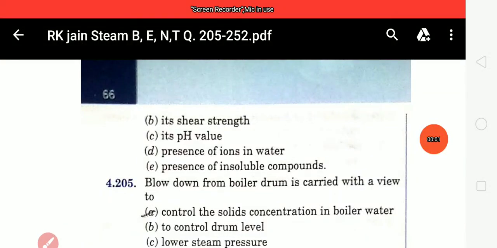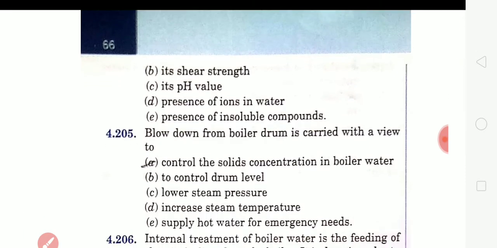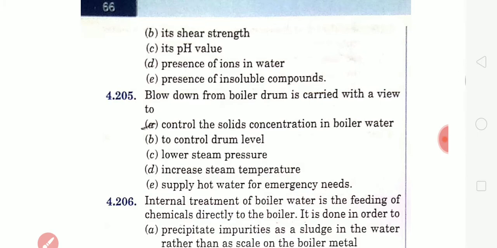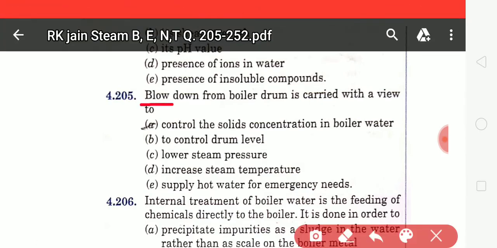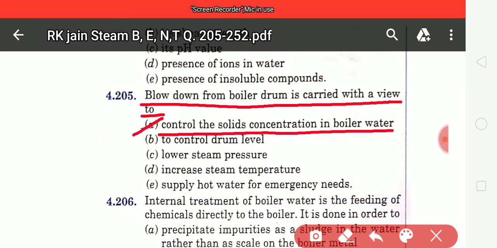We are going to start RK Jain objective type questions from the chapter Steam Boiler, Engine, Nozzle and Turbines. In this slide we will study approximately 50 questions. First question is, blow down from boiler drum is carried out with a view to control the solid concentration in boiler water.